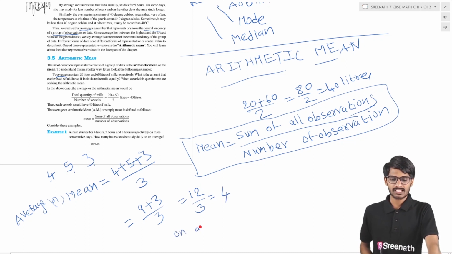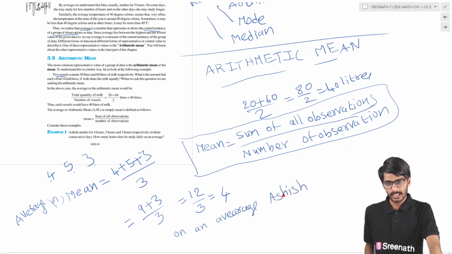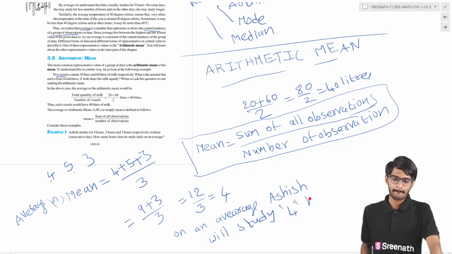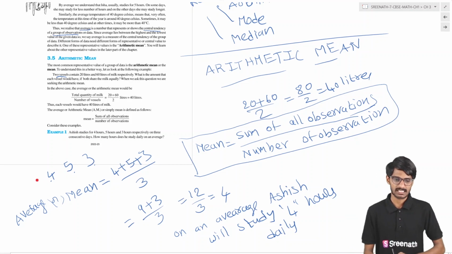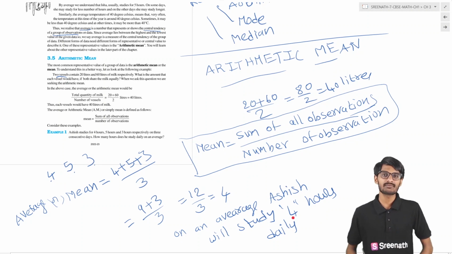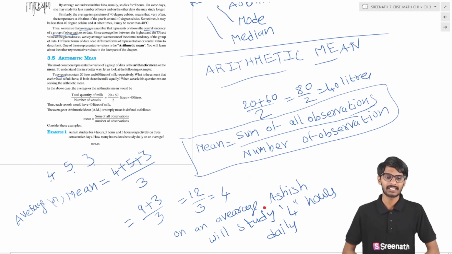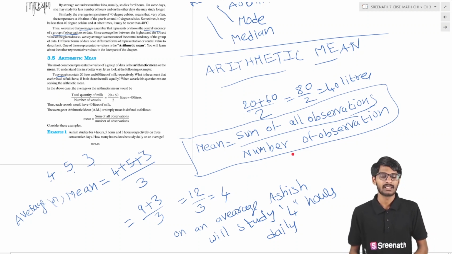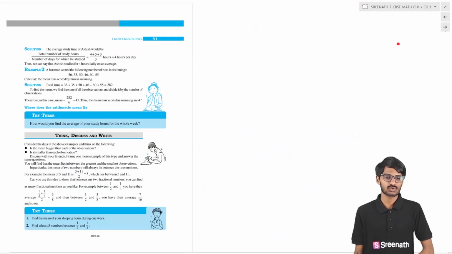So on average, Ashish studies 4 hours daily. Is he studying 4 hours every day? No. First day he studied 4 hours, next day 5 hours, and next day 3 hours. But the 4 hours is the average value. The average value is always between the maximum and minimum values. The maximum value is 5 and the minimum value is 3, so this is the average value. We call this the arithmetic mean. Simply by finding the sum of the observations by the number of observations, you get the mean or average, students.